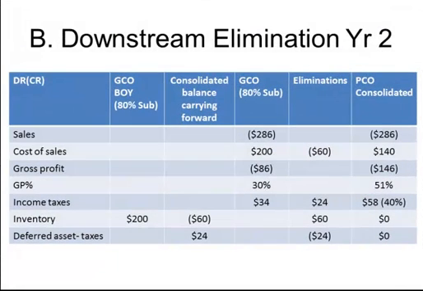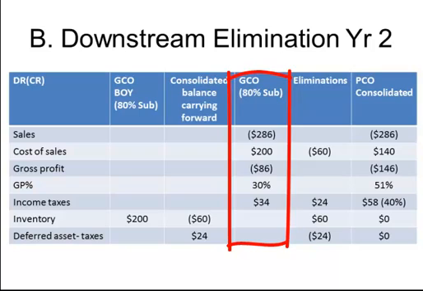Let's move on to year 2. The first two columns carry forward the balances on the statement of financial position. The third column shows GCO selling the remainder of the inventory and reporting the sales of $286 with the gross profit of $86.